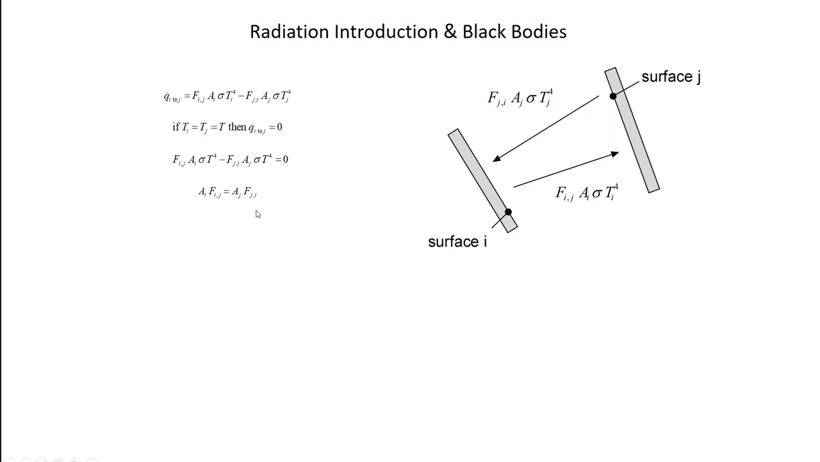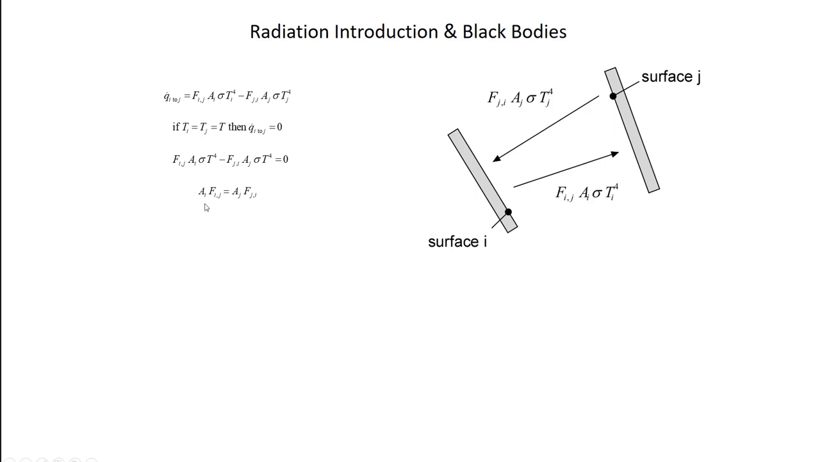It's really handy. It says that if I have two surfaces, all I got to do is get the view factor from one surface to the other, and the view factor from the other surface to the first surface comes for free with reciprocity, right? The other thing that I need to emphasize here is, we derived reciprocity in this limit where we have two black surfaces and they're at the same temperature, right? And that's what gave us this equation.